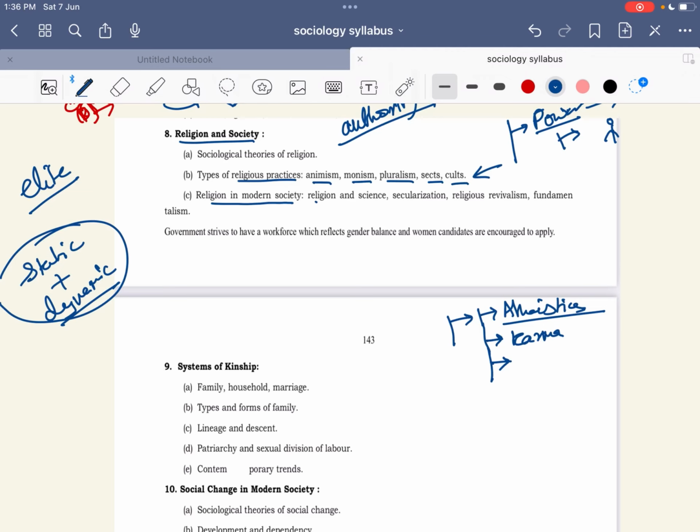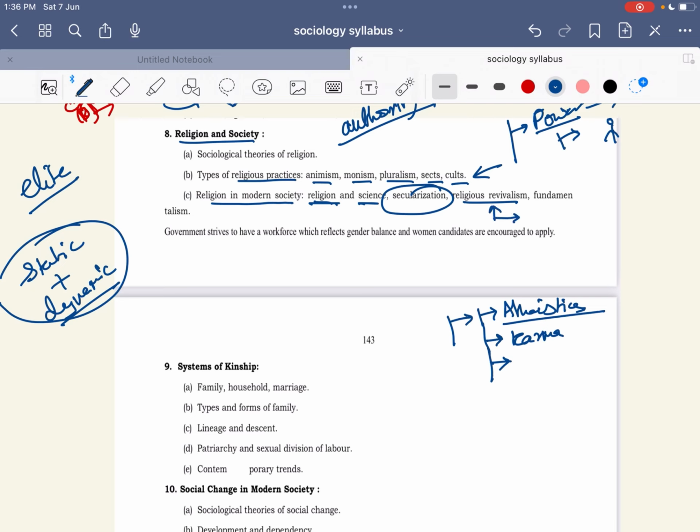Then there is religion and the science, how they go together, or they are in complete disagreement with each other, or they are mutually compatible with each other, religion and the science. Then there is one topic, secularization. Then there is a religious revivalism. See, religious revivalism, this is also a very important topic.